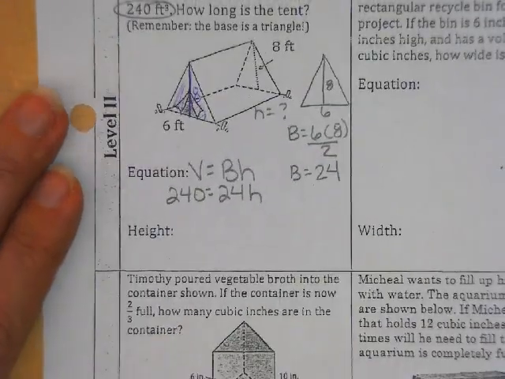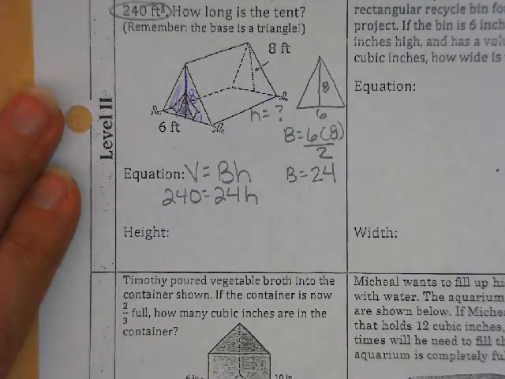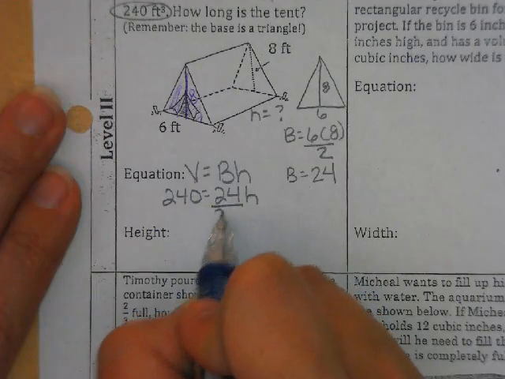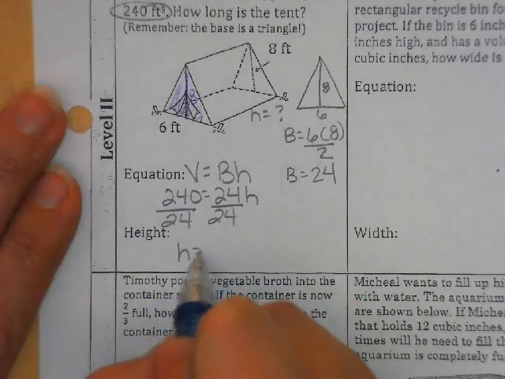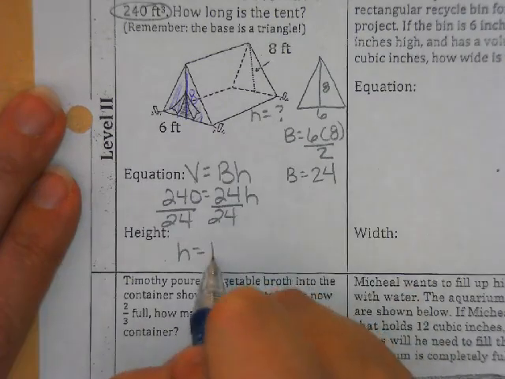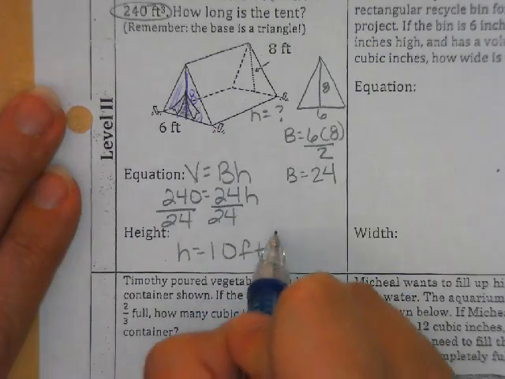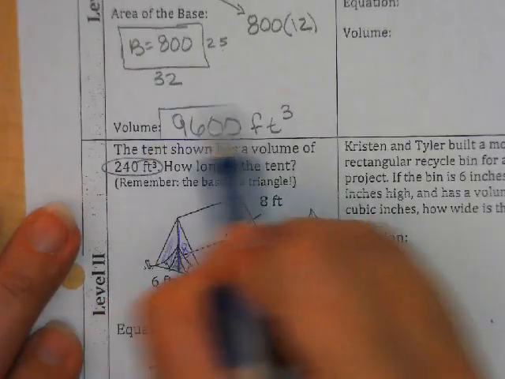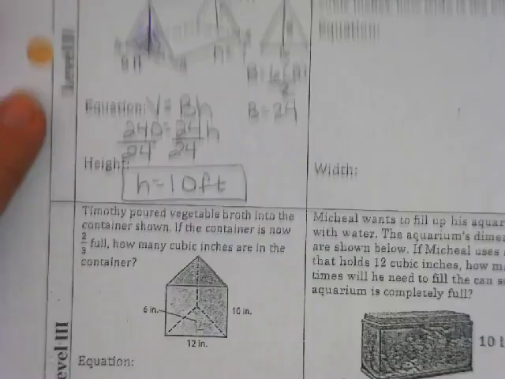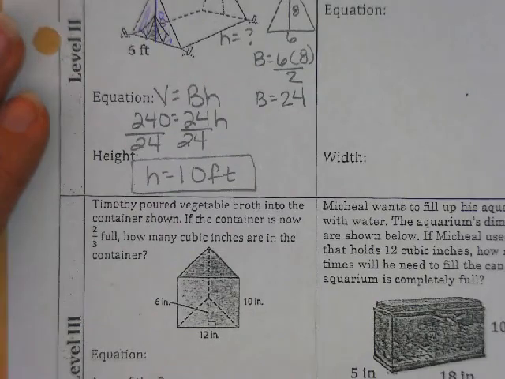Well, what do we need to do to solve this equation? Divide 240 by 24, and we get the height equals 10, just feet, because it's only 1 unit, right? If we're looking for the volume, then it's cubed. If it's just a length, a width, a height, just the units.